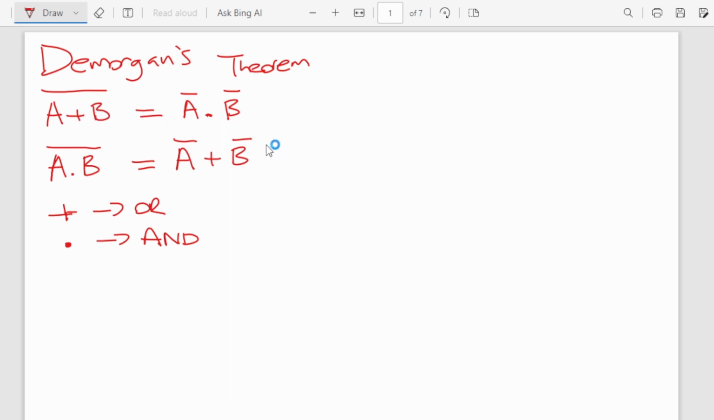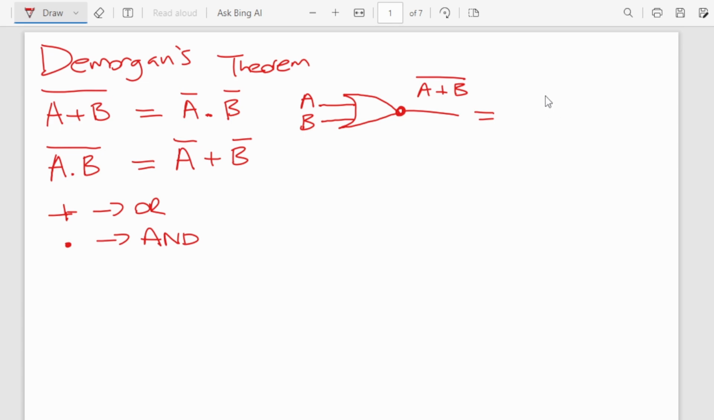Again, the plus represents OR, and the symbol for the OR gate is this right here. So this represents the OR gate. Let's put two inputs here. The inputs are going to be A and B. Now the bar represents an inverter on the output. So the logic is going to be A plus B, A or B, and then the inverter on top of it. And we are saying that this equals an AND gate.